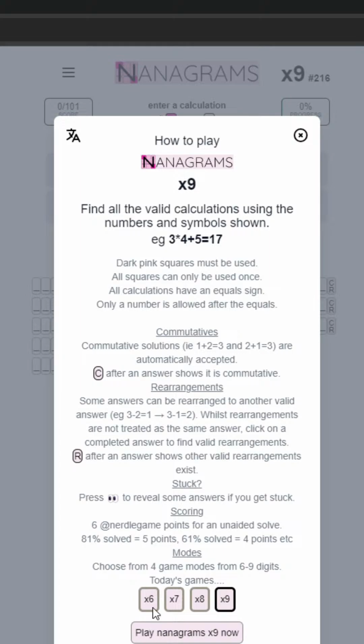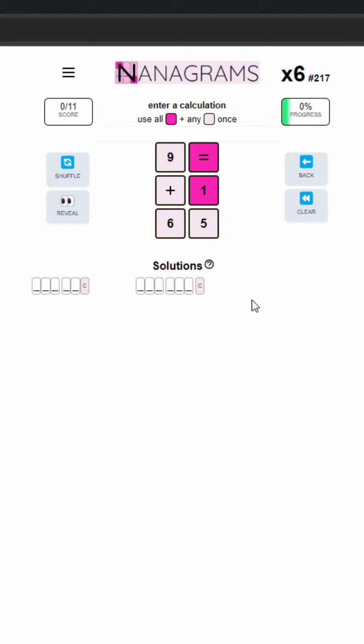What? Okay, let's try it in ×6 mode. This is the easiest, I guess. I need to form all the combinations of this. No worries. I think this isn't that bad. What? Five plus 6 is equal to 11? Okay, I think I see. It has two commutative equivalents.